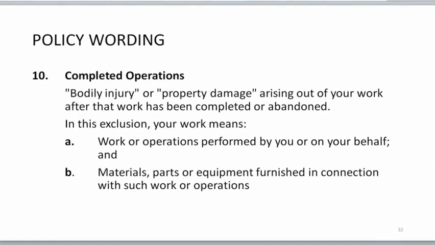Completed operations: bodily injury or property damage arising out of your work after that work has been completed or abandoned. Auto excludes this. In auto, the work is the delivering of something. In this exclusion, your work means work or operation performed by you or on your behalf, and materials, parts, or equipment furnished in connection with the work. But in auto, we're moving property.